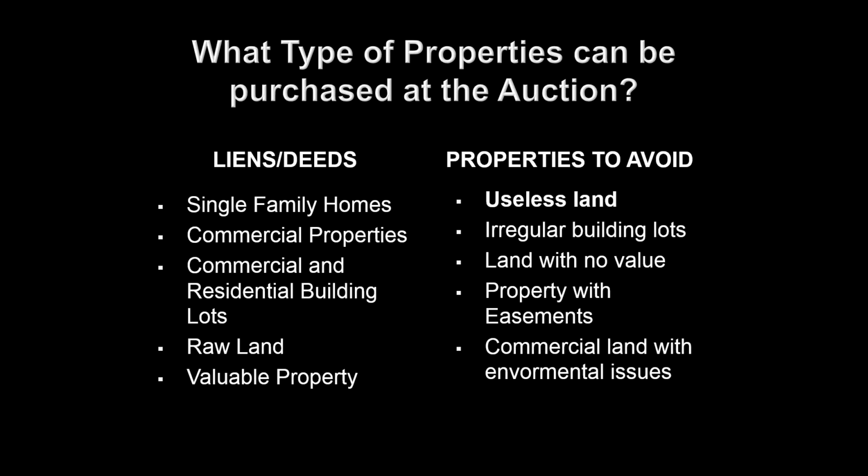Now, what type of properties do you want to avoid? Well, first of all, and probably the most important, is useless land. Useless land can come in a lot of different ways. It can come in irregular building lots, or in land with just no value. This may be a 5-foot by 100-foot small strip of land in somebody's backyard. Even if it had some value, if it doesn't have any use. So the property has to have both value and use.